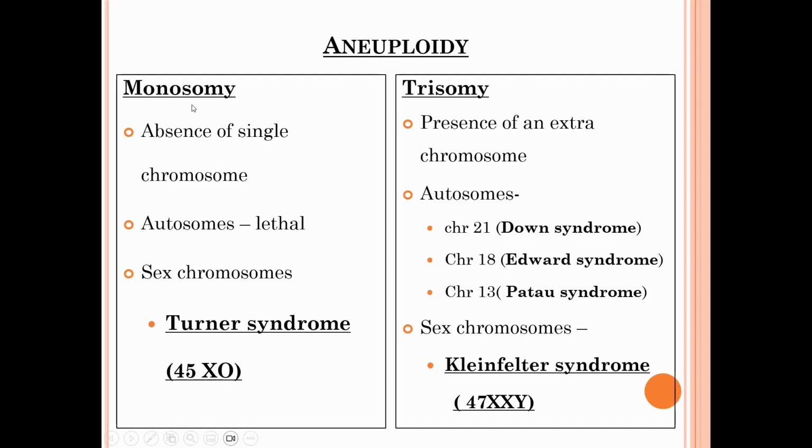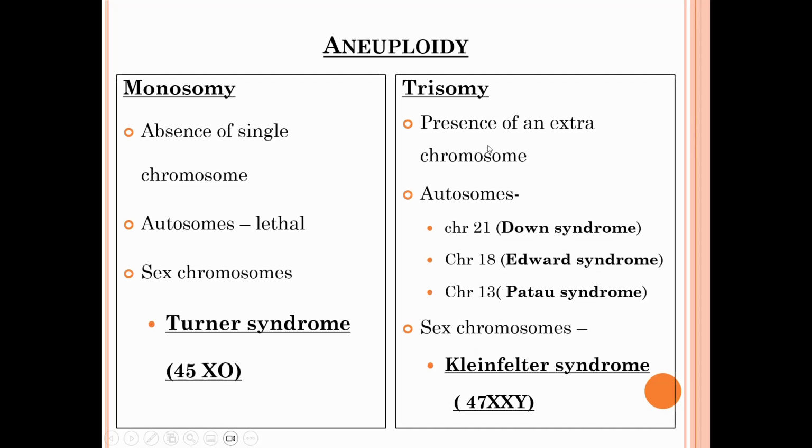So you can see monosomy, here absence of a single chromosome. When monosomy happens in autosomes, it is lethal, but in case of sex chromosome, an example is Turner syndrome, where there are 45 chromosomes because one X chromosome is missing, and that is why it is 45XO or X0.